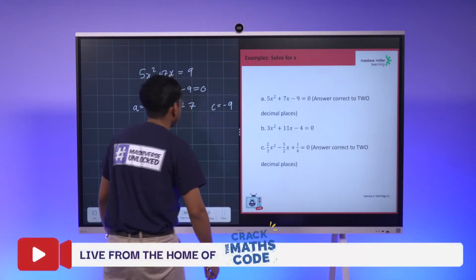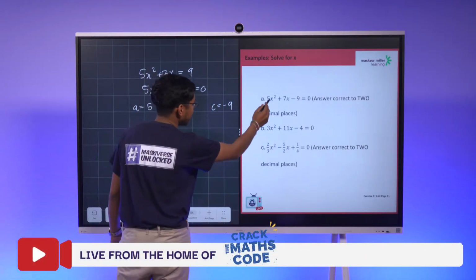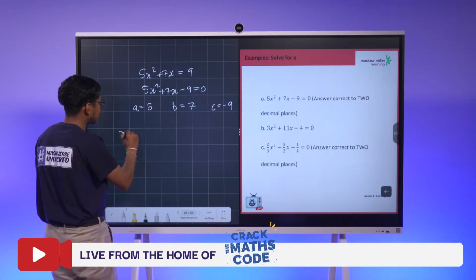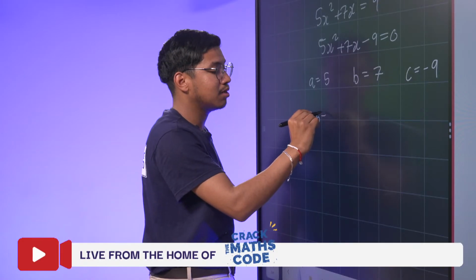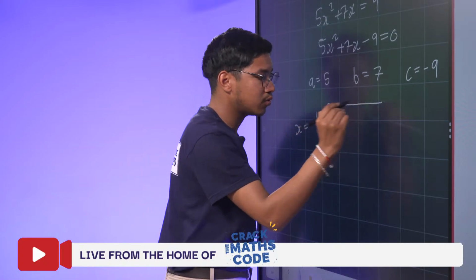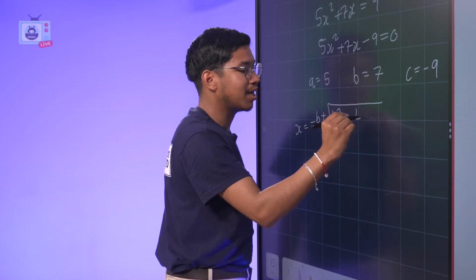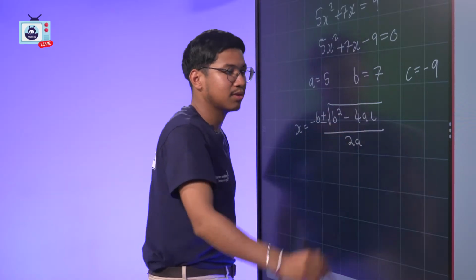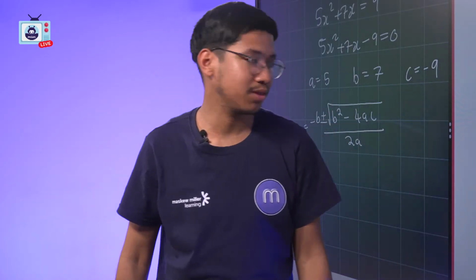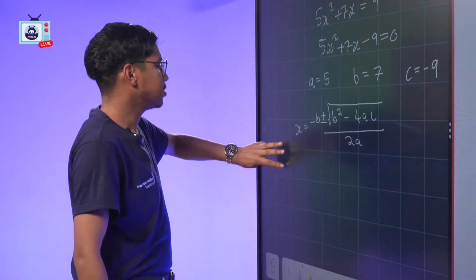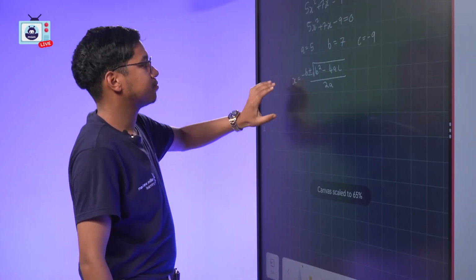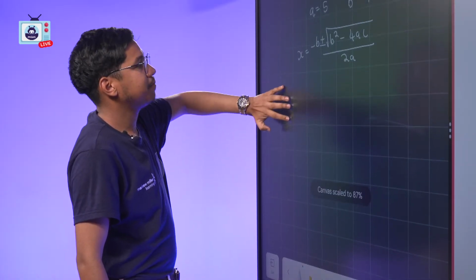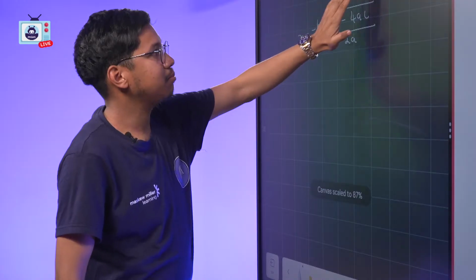So to answer A, step number one, I'm going to write down my formula, right? So x is equal to minus b plus or minus the square root of b squared minus 4ac over 2a. See, you need to know it by heart, right? So let me just make that a bit bigger. So remember, I've written down what A, B, and C is.